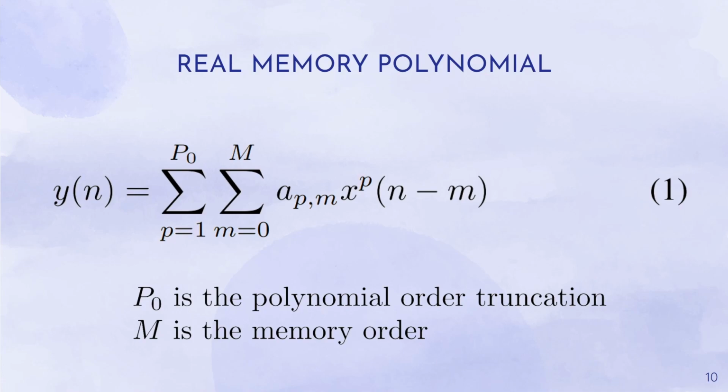First, we need to model the output of the system, and to do that, we use a real memory polynomial model, defined as follows, where y is the predicted output, x is the input, p0 is the polynomial order truncation, m is the memory order, and a small p, m are the constants that will be calculated in the training. Working with the MP equation, we can find the output by two different methods, bandpass system and low-pass system.